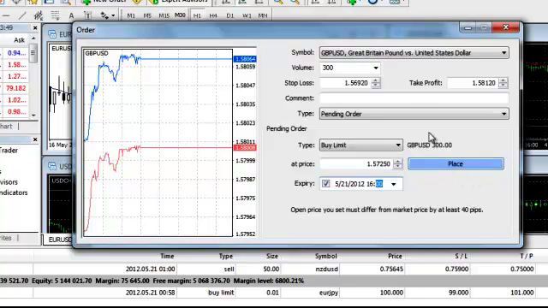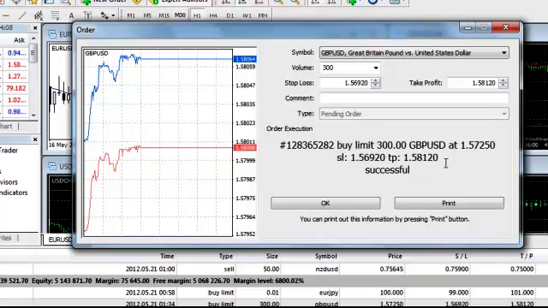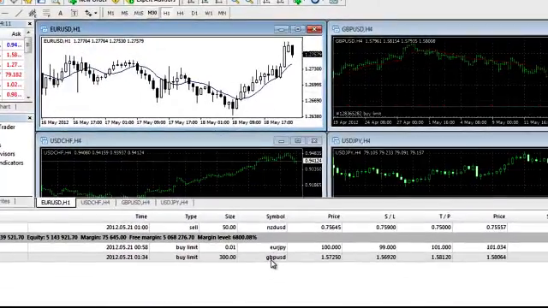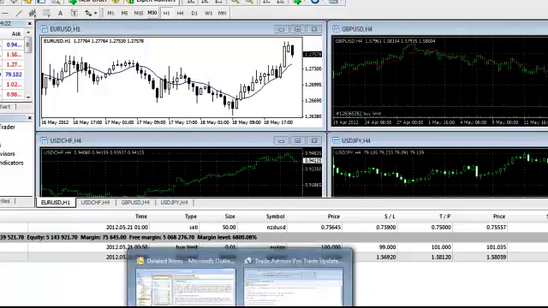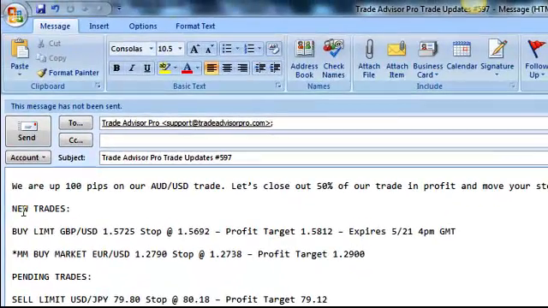And then when you're done, you check your order. Always double check, right? 300 round turn lots. We're going to buy a pending order at 1.5725. Put our stop loss at 1.5692, and our take profit is 1.5812. We have an expiration date set in there. We push place. Boom. Now what happens is that order comes down here, and you have your live orders here, and these are your pending orders here. So there we go. We just entered an order as a new trade, and now we go to the next one.